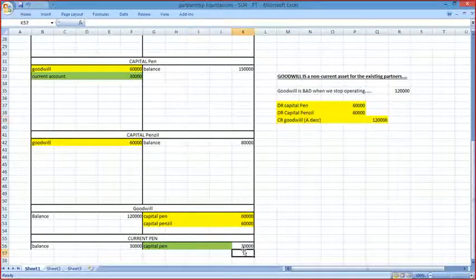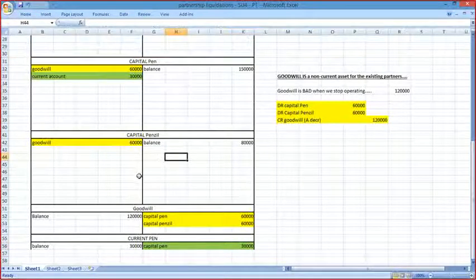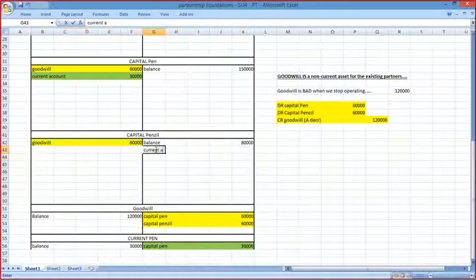Okay, next account. Next account is current account for pencil. So that is a debit that will go to the capital account. Capital account for pencil, right? Debit or credit? Yeah, but on the credit. Good. Amount? 10,000. Yeah. Great.